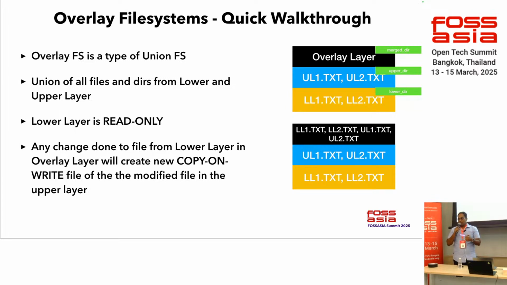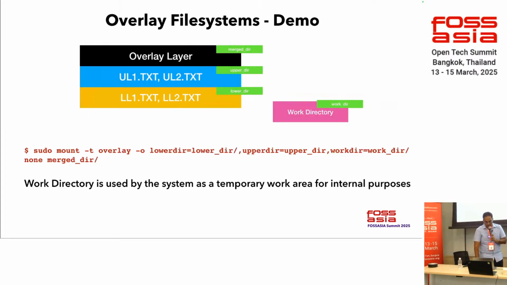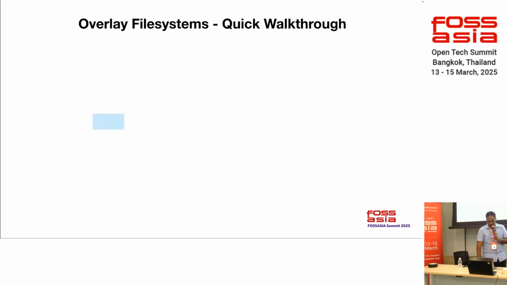One important concept that we have to look at when we're looking at overlay file systems is that any change that you make for a file that is in the lower layer will not be updated in the lower layer itself. So let's say I change ll1.txt in the overlay layer. Then the change is not happening actually in the lower layer, but a copy of that is created in the upper layer. So we'll look at this quick demo, which will help you understand how this works.